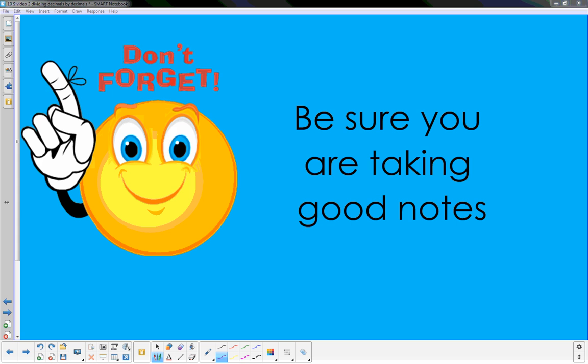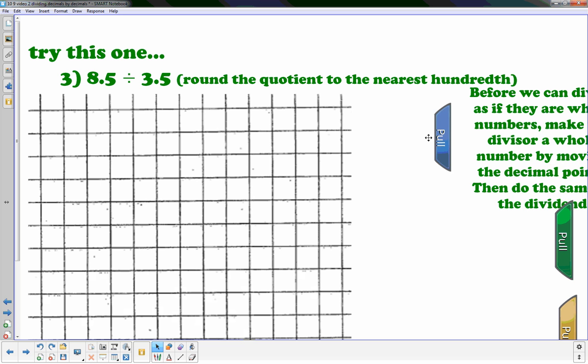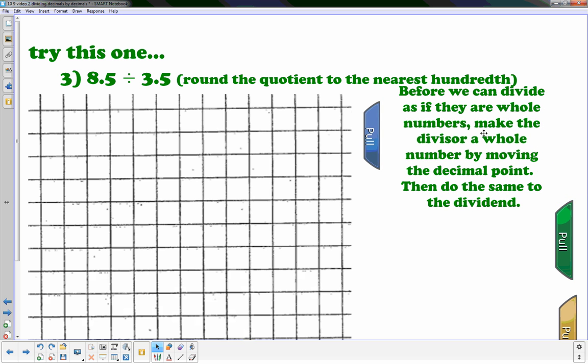All right, before we move to number 3, remember, it's important that you're taking good notes. You get to use these notes on your quiz, and they're good to help you for upcoming homework and for tomorrow's activity. All right, get started by writing 8 and 5/10 divided by 3 and 5/10. We'll worry about rounding the quotient to the nearest hundredth in a little bit. So let's get it written down and let's get started.